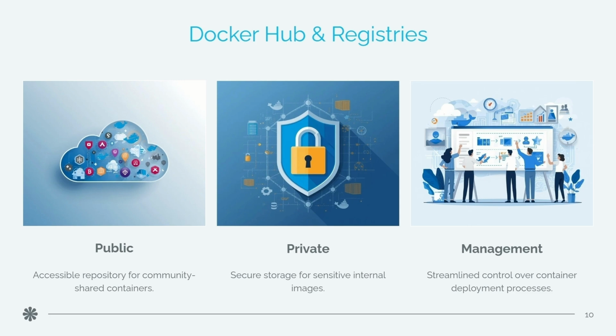Images are stored in registries. Docker Hub is the main public registry full of reusable images. For private projects, companies use secure internal registries like AWS ECR or GitHub Container Registry to manage their images safely.